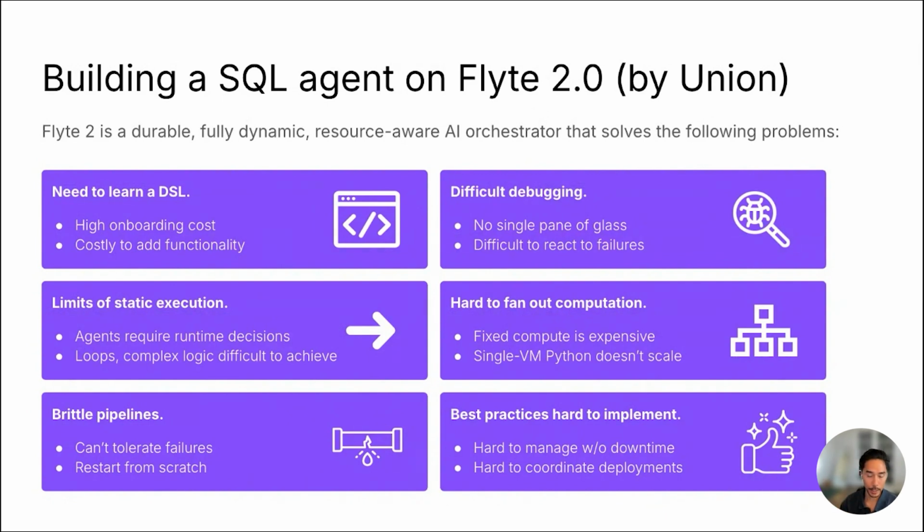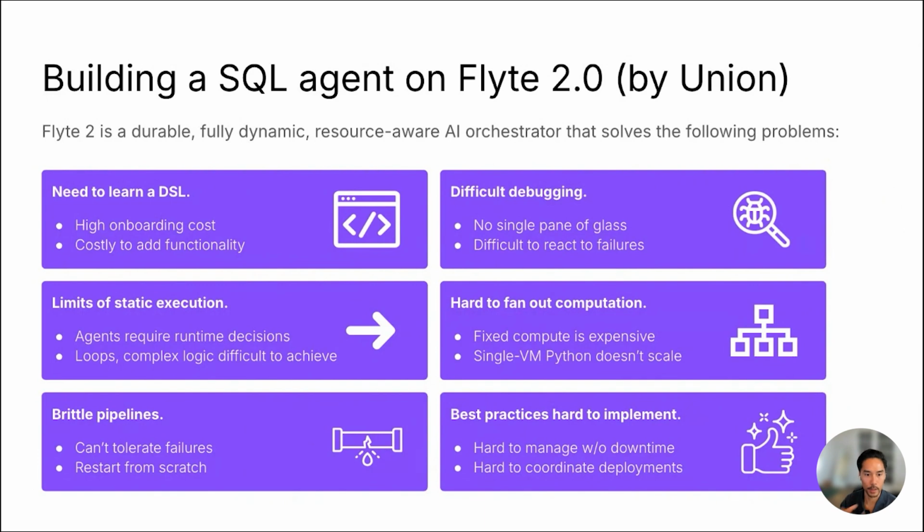It solved the problem of limiting yourself to static DAGs. These are fully flexible, fully dynamic workflows. It helps you with brittle pipelines so that you're tolerant to failures, intermittent network failures and stuff that you can just recover from and not have to go back to the very beginning of your agent call. It helps with debugging any particular stage in your agent pipeline.